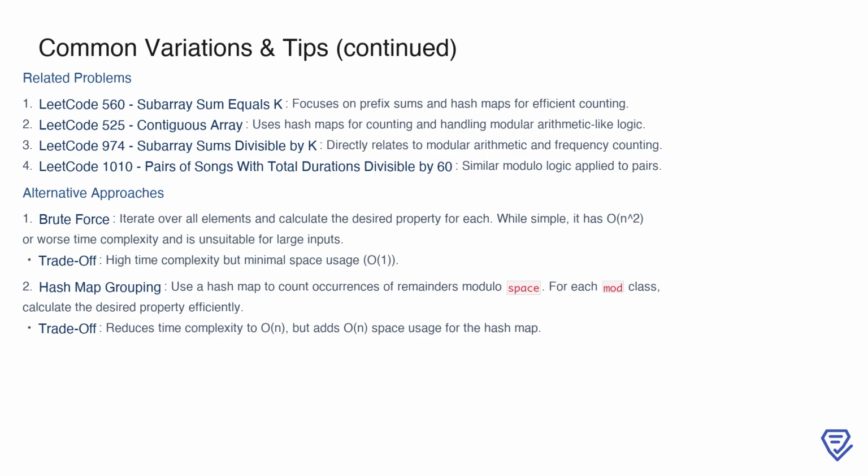On the other hand, grouping elements using a hash map can optimize the process significantly. By counting occurrences of remainders modulo space, you can achieve a much faster O(n) time complexity, although it does require O(n) space. Understanding these trade-offs and when to apply each method is key to crafting an efficient solution.